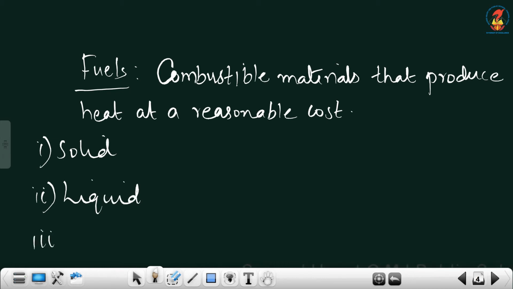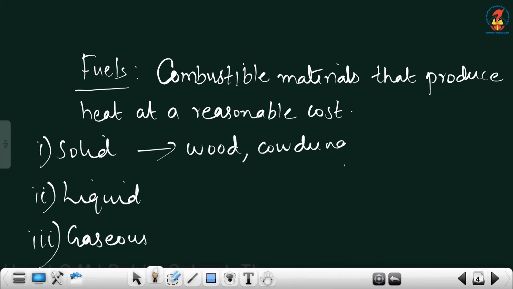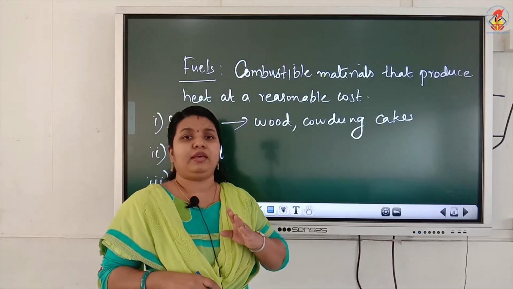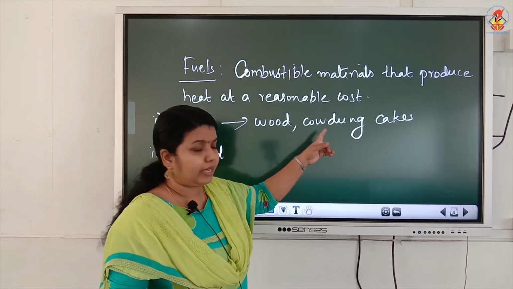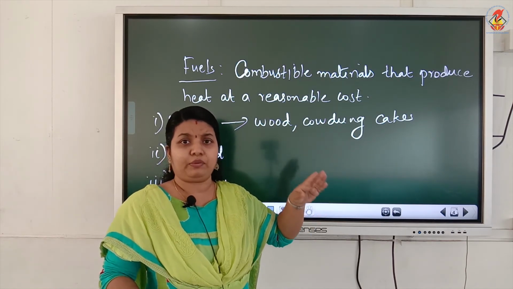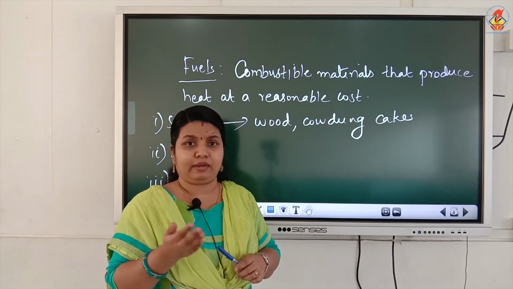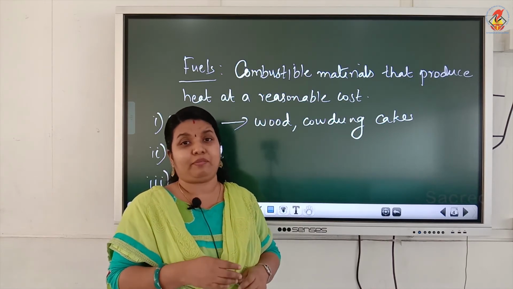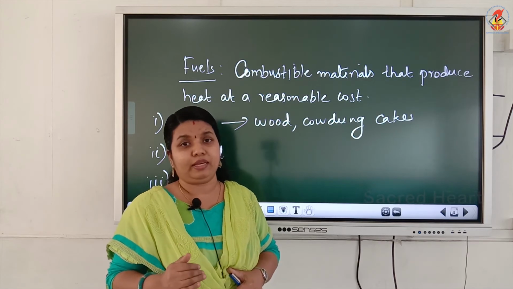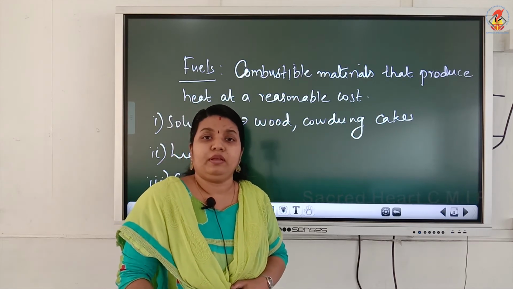Depending upon their physical state, fuels can be classified into three: solid fuels, liquid fuels and gaseous fuels. Examples of solid fuels are wood and cow dung cakes. Even now there are villages where LPG has not reached. So, there people dry cow dung and make it in the shape of a cake. The cow dung cakes are made by drying the cow dung, and that is used for cooking food.